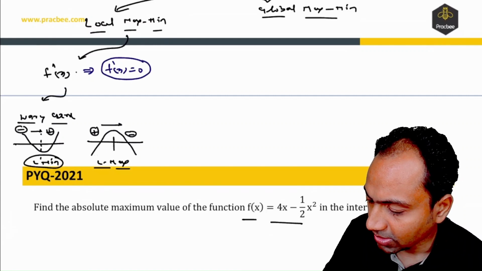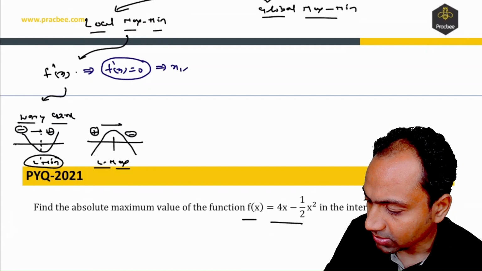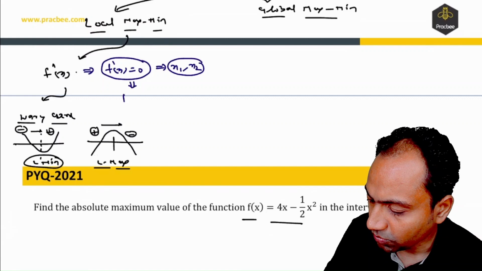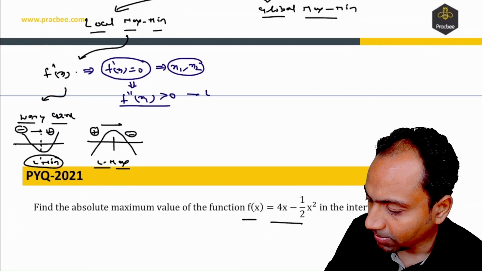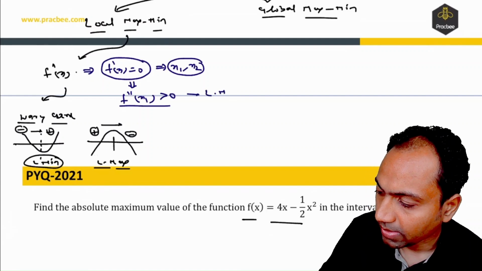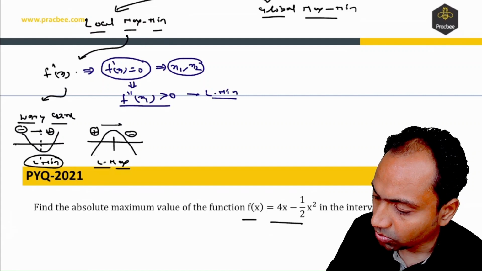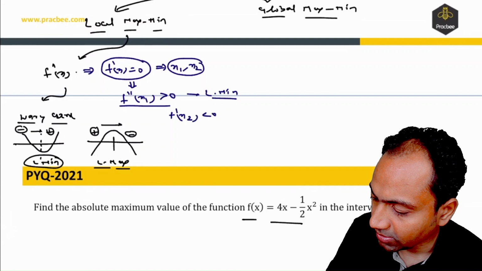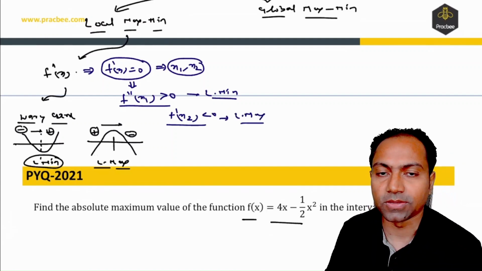If I do this, after this, I am going to find the roots of this. Let us say that x1, x2 are the roots. The next step would be to find the second derivative and check the value at x1. Let us say that this comes out to be greater than 0. Then it is nothing but local minima. And if the second one comes out to be negative, we are going to call this local maxima. It behaves in the opposite manner.